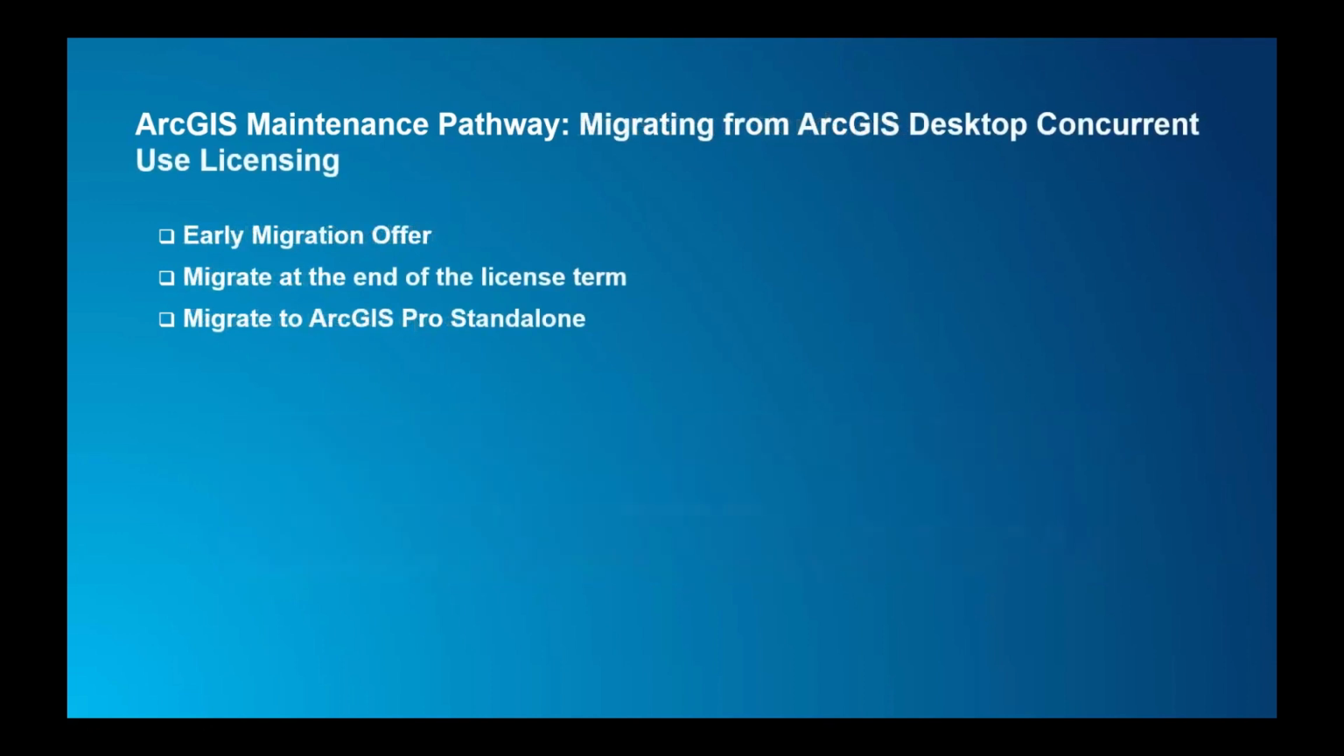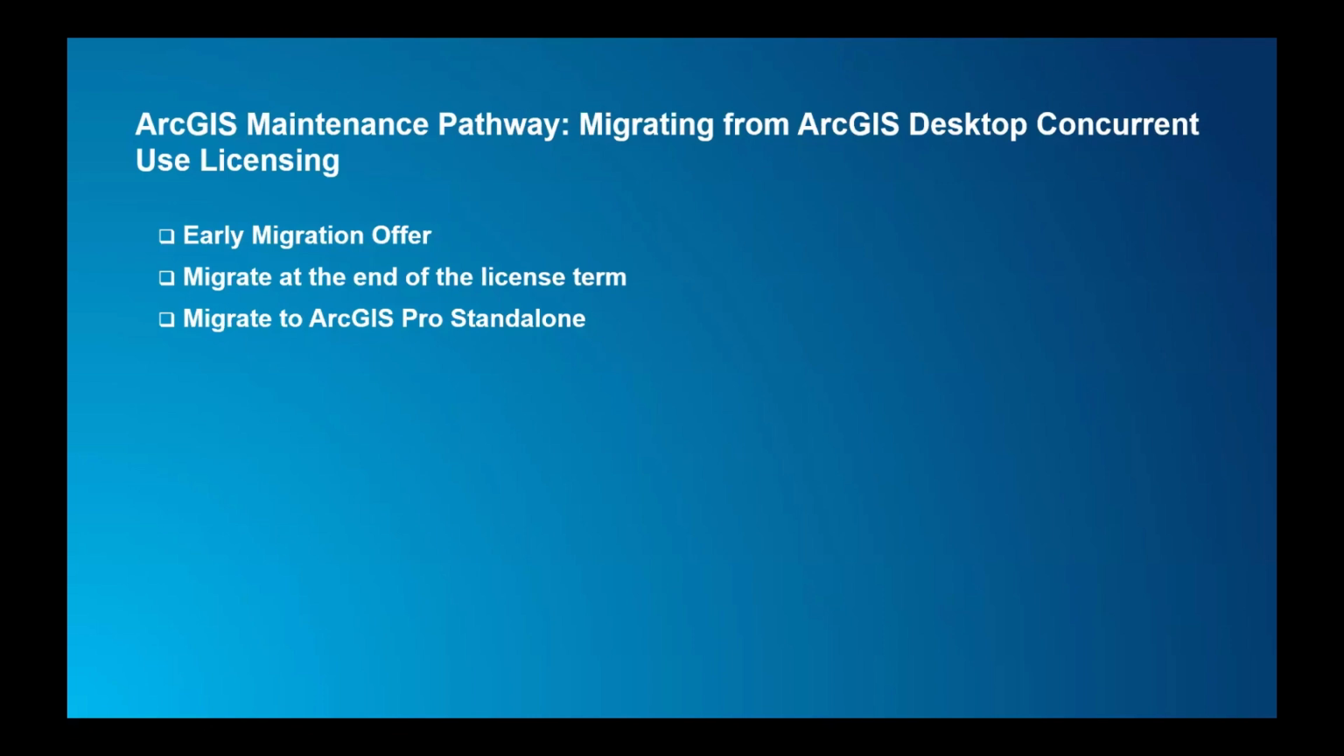Now, I've dealt with migrating from desktop single use, but I also want to deal quickly with migrating from ArcGIS Desktop concurrent use licensing, for those who have that kind of license type, and what this would look like. So there are similarities between the single use transition to the user types and the concurrent use transition to the user types, but of course with some differences.